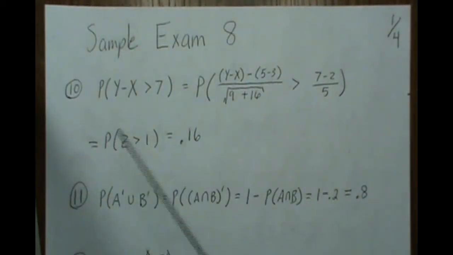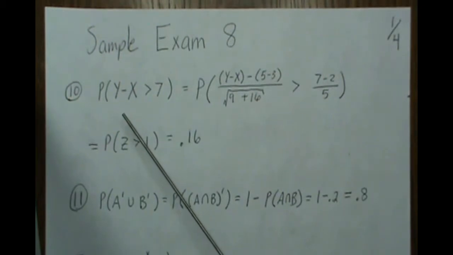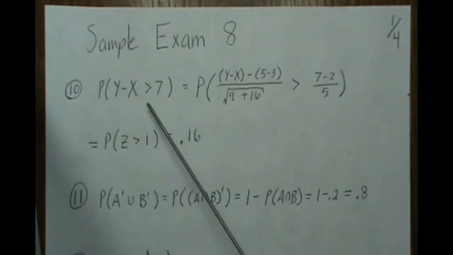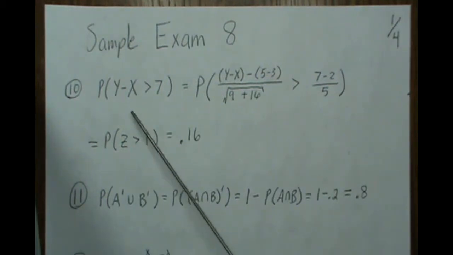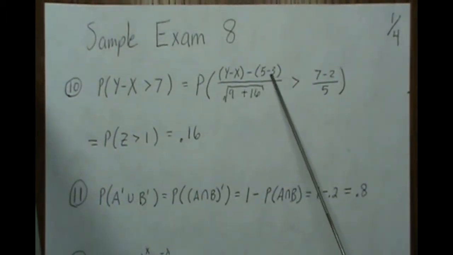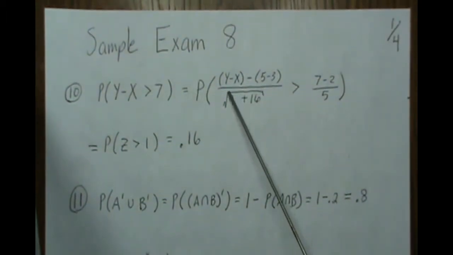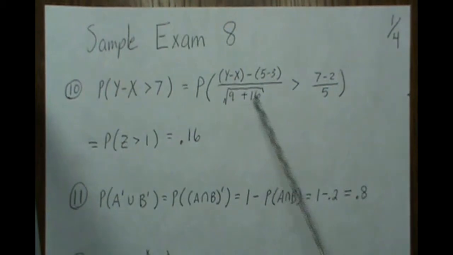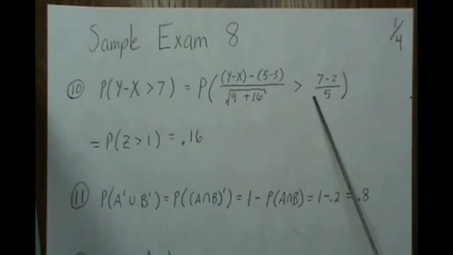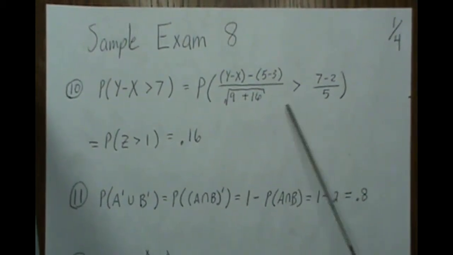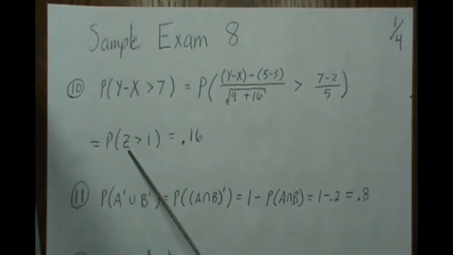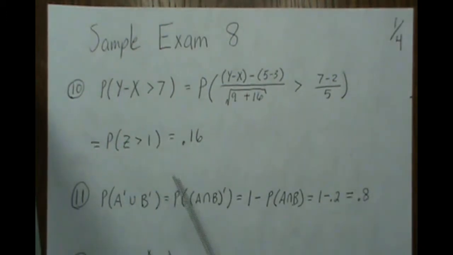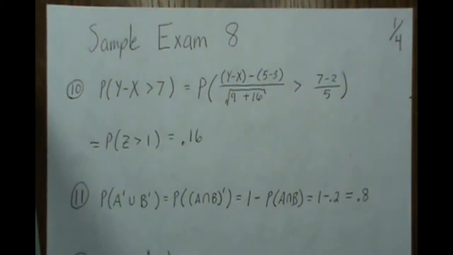Here we want to find the probability that y minus x is greater than 7. Since y and x are normally distributed random variables, if we subtract the mean of this difference and then divide by the standard deviation of this difference on both sides, it doesn't change the probability, but it changes this random variable to a z, a standard normal. This is 1, so the probability that z is greater than 1 is 0.16.